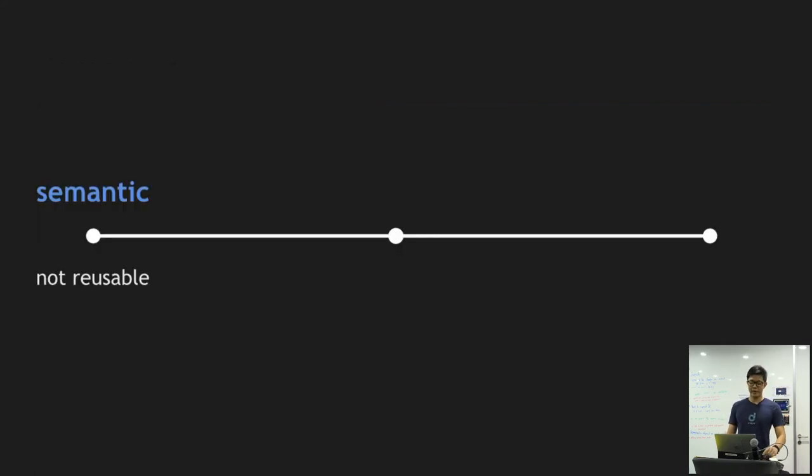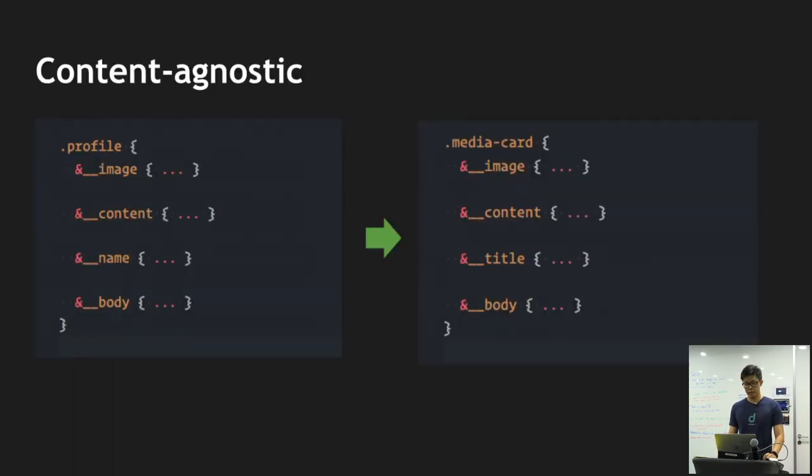Yeah, so you go back and think about it. I need something generic that applies to both classes, right? So there's another point in the middle that's content agnostic, so you don't tie your class names to your content types anymore. So no profile, no post or whatever. You call it something like media card.